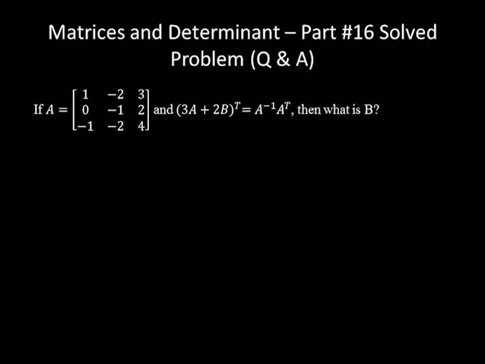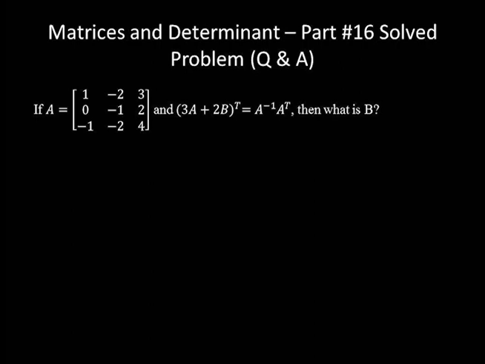In this video, we are going to solve one fascinating question that will help us explore different topics on matrix and determinant. The question is this: if matrix A equals this 3 by 3 matrix, and (3A + 2B) the whole transpose equals A inverse times A transpose, then what is matrix B?